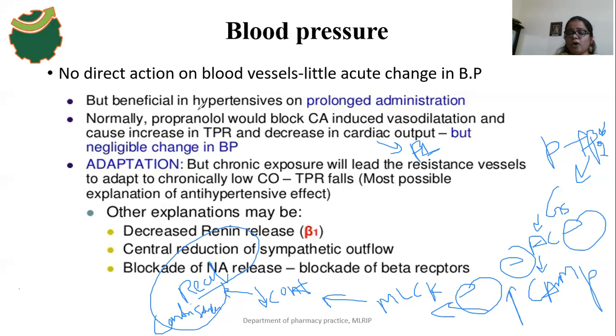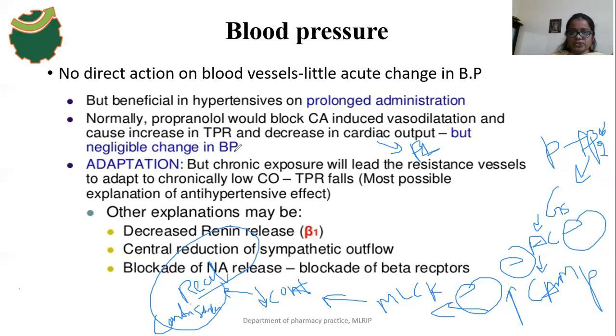So in normal individuals, the propanolol drug blocks the beta 2 receptor mediated vasodilation, and as a result there is an increase in the total peripheral resistance, and it decreases the what? Cardiac output. Why does it decrease the cardiac output? Because this propanolol drug blocks the beta 1 receptors in the heart. So as a result of these changes, there are negligible changes in the BP initially.